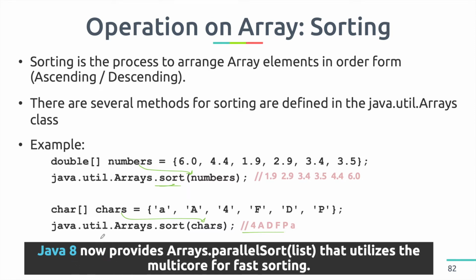And then Java 8 provides a method that is called Arrays.parallelSort, and this method allows us to make use of the multi-core in our systems for faster sorting, because we know that sorting is an expensive operation. The larger the array is, the harder it is to sort, the more expensive it is. So therefore, we need ways to make it more efficient. One of those ways is to make use of the multi-core in our system and use each of those cores to parallel sort the array.